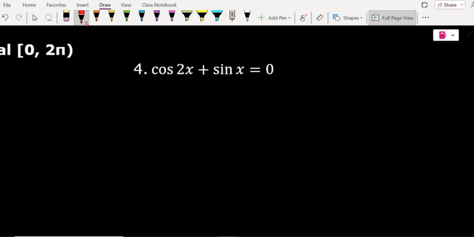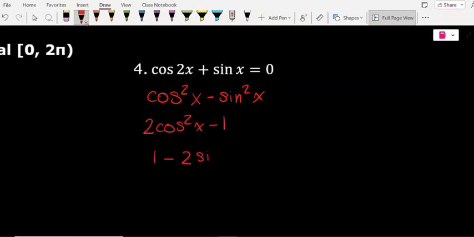So instead, I'm going to use one of my identities that I have for cosine 2x. But here's the catch. Cosine 2x, I've got 3 equations that I can use. So I got to figure out which one's going to be the best one. So I've got cosine squared x minus sine squared x. Got 2 cosine squared x minus 1, and I've got 1 minus 2 sine squared x. Those are my 3 equations, okay? Now, all I'm doing is just adding that sine x at the end that I have here for this part right here.